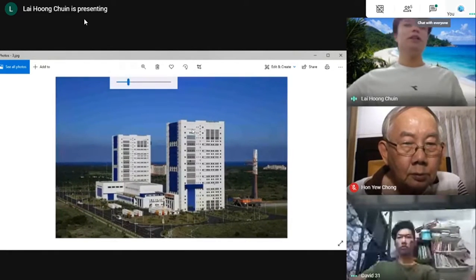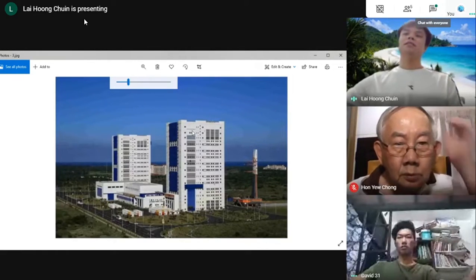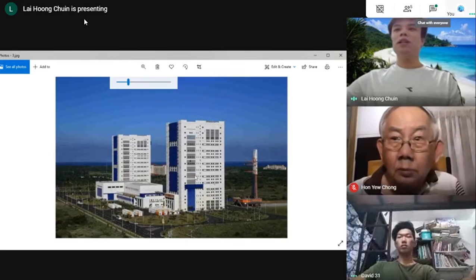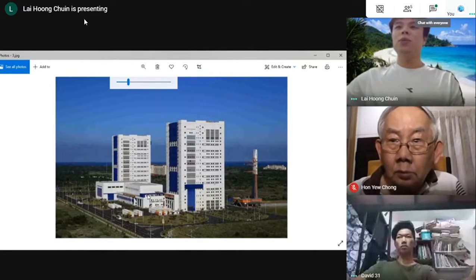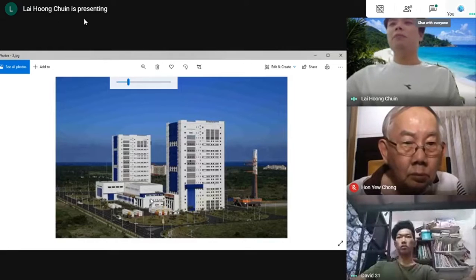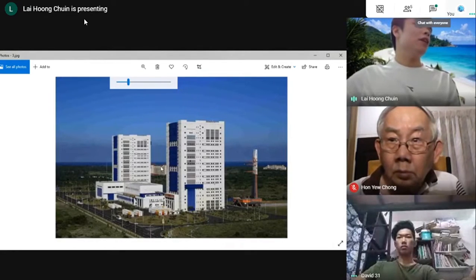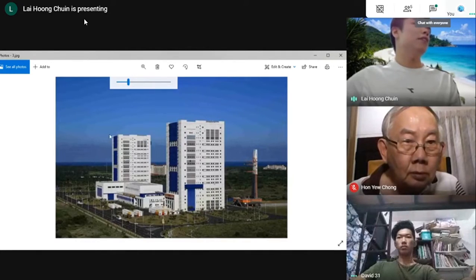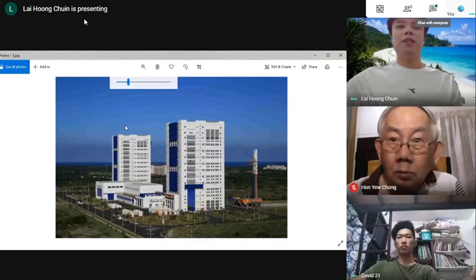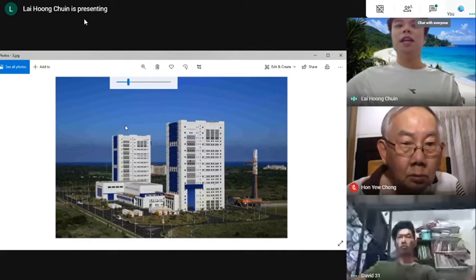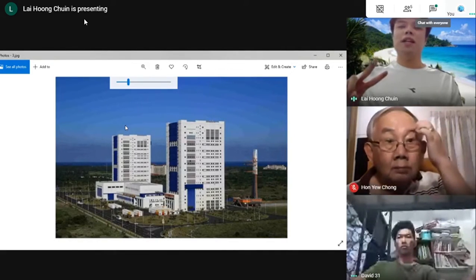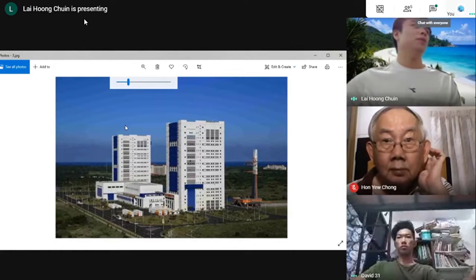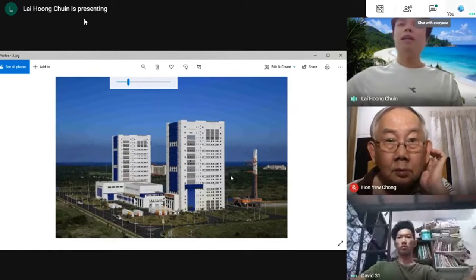So a simple introduction about this Hainan Wenchang satellite launch site. There are two, we call it two assembly lines. The one on the right is for Chang'e 5, and the one on the left is for Chang'e 7. In this Hainan Wenchang, we only launched 2 rockets. One is Chang'e 5, another one is Chang'e 7. So only 2 rockets, and the assembly is conducted over here.